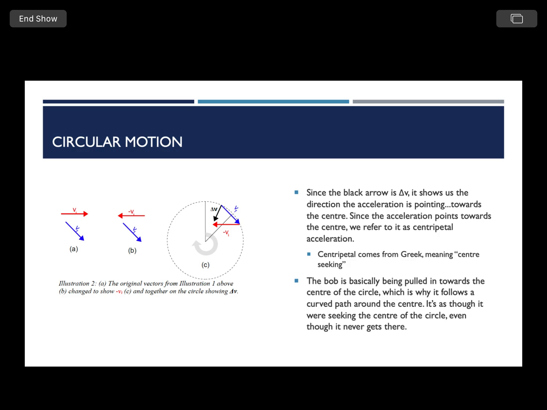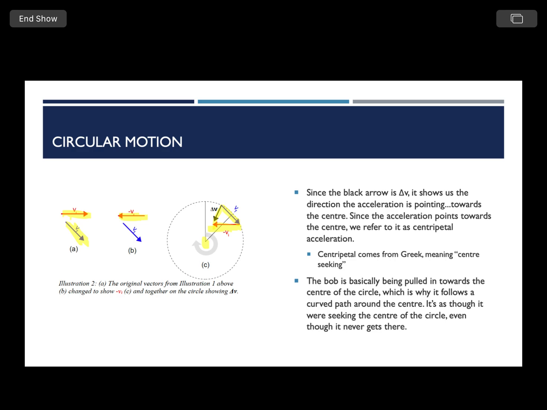So if these are my two velocities from the first example, here's my final velocity, and this is my initial. Now, if I want to take the negative version of that initial velocity, I would just change the direction. Then if I'm adding them together, I would take this one and then add this one right here, and here is my change in velocity. Now, what do you notice? You should notice that the change in velocity is going towards the center, which makes sense because it is being pulled by the string towards the center.